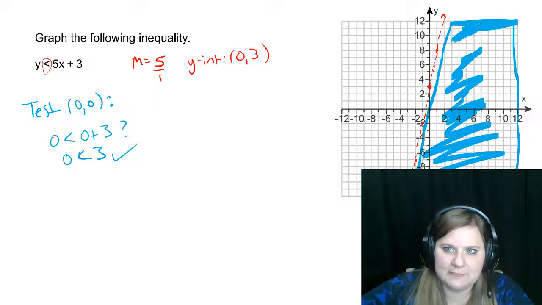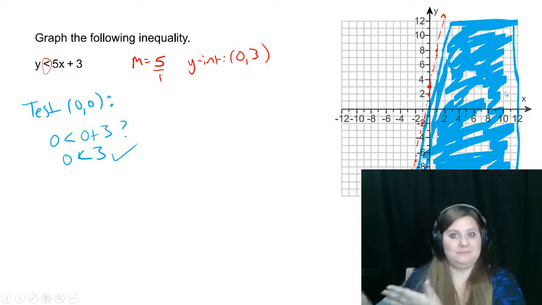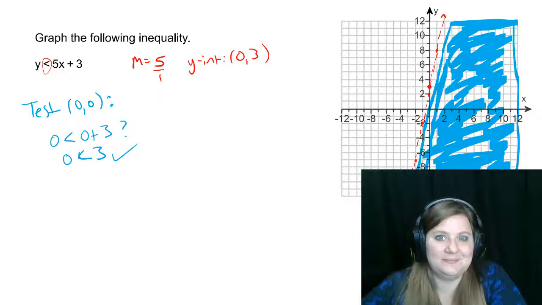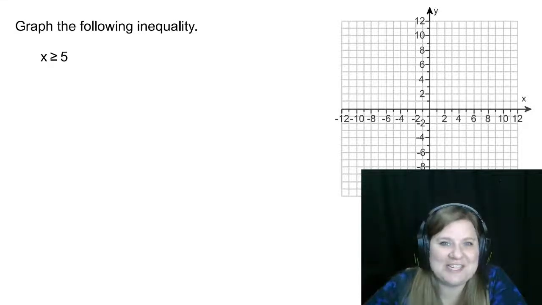Notice that you should fill this in much better than I'm doing right here. All right, so filled in entirely, but otherwise it'll look like that. Try graphing this inequality.